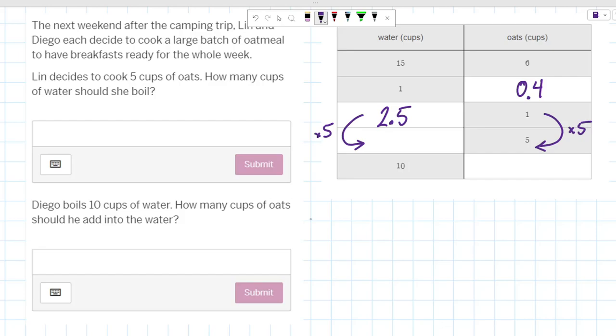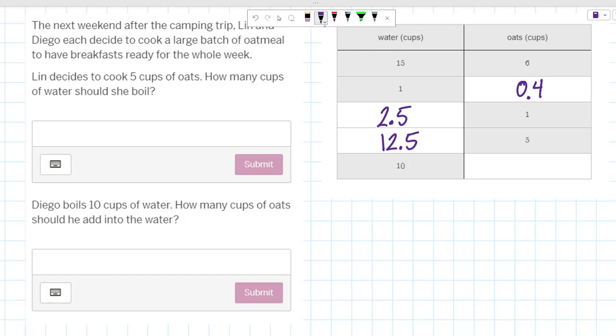So what's that going to be? You can use your calculator or work out the multiplication. If you take 2.5 times 5, you should get 12.5. So if she cooks 5 cups of oats, she should boil 12.5 cups of water. That's what we just found.